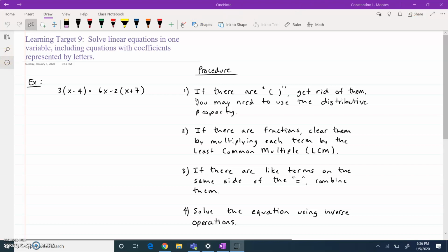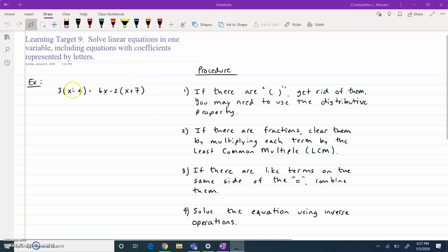Today we're going to be talking about learning target number 9, which is solve linear equations in one variable, including equations with coefficients represented by letters. We're actually going to focus on the first part of that learning target, and the second part, solving equations with coefficients represented by letters, we're going to leave for a different video. It just makes it easier to split that up into two different parts.